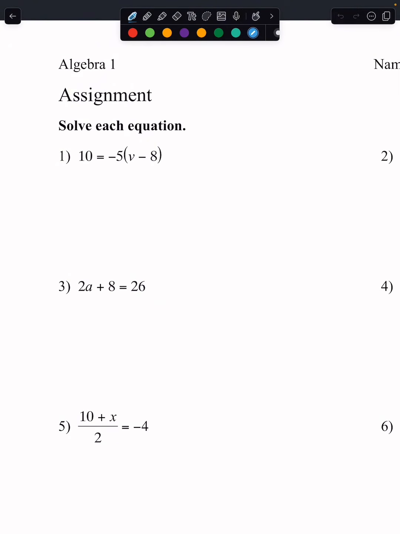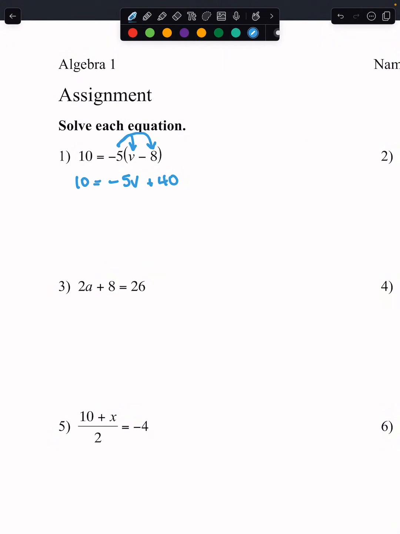First thing I want you to do is whenever you see a parenthesis, I want you to automatically think to distribute. So let's go ahead and do this. Distribute means I'm going to multiply this negative 5 times v. That's negative 5v. Negative 5 times a negative 8 is a positive 40 equals 10.